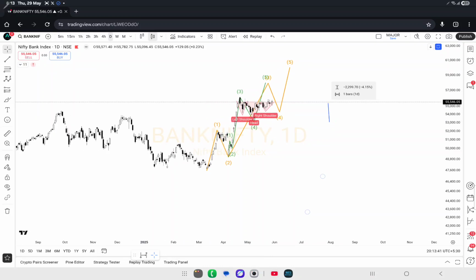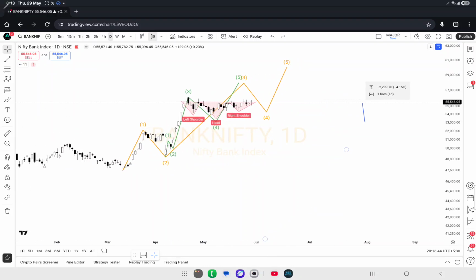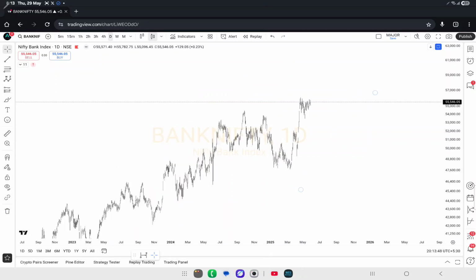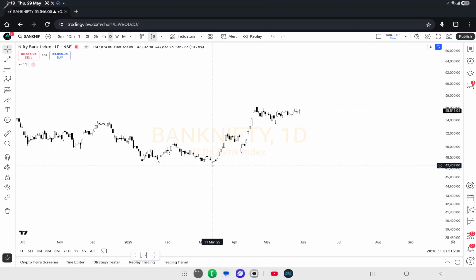Okay, I have just marked this some time back, looking at the wave structure clearly. So just see this. It is very evident from here. We formed a bottom here. So what happened here?